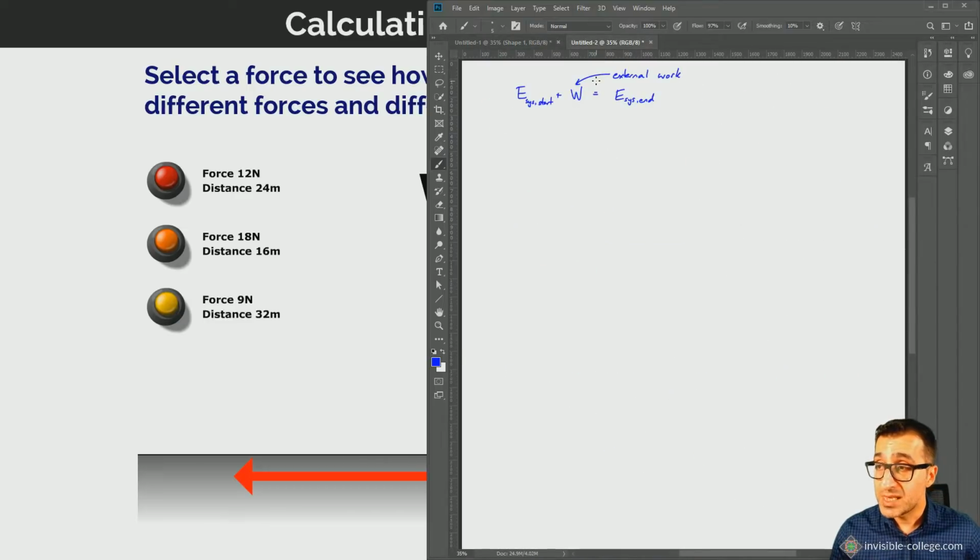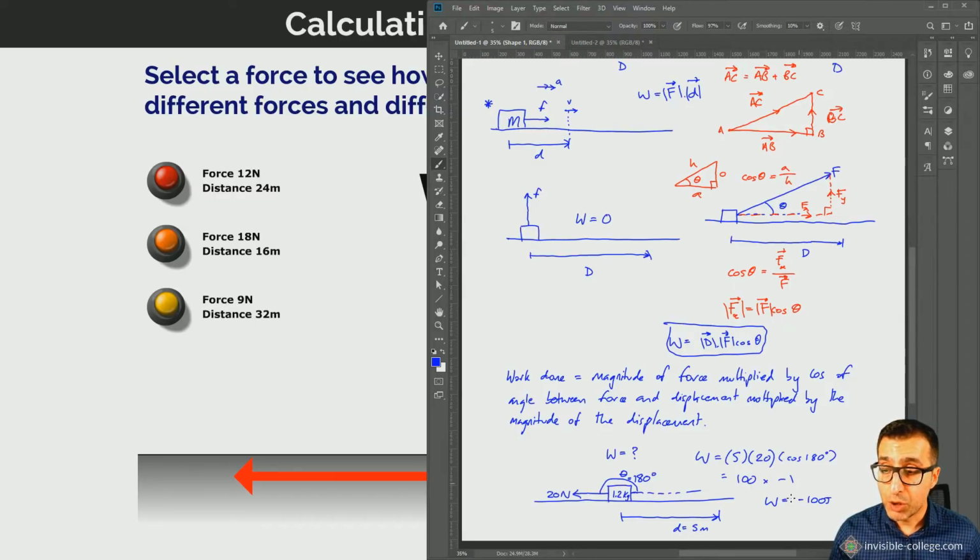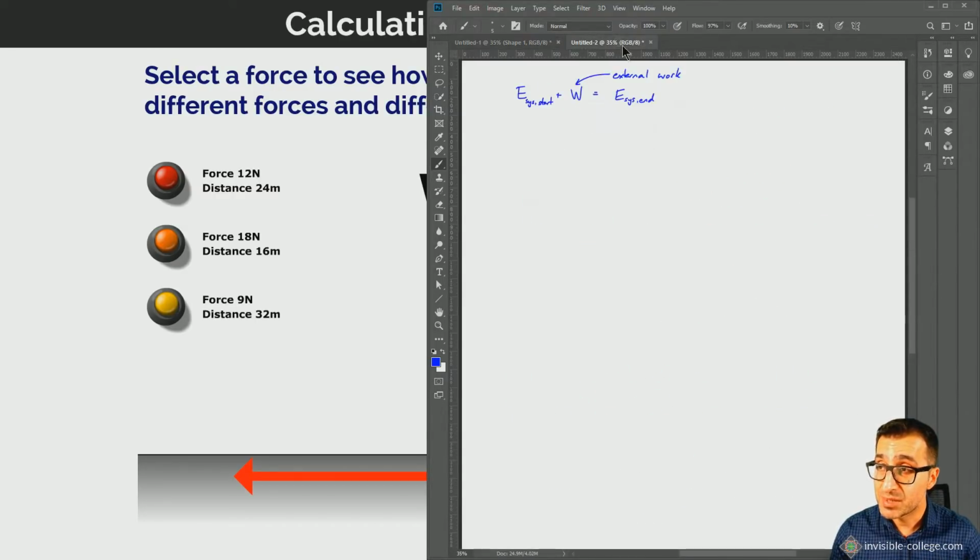Well, this means that energy has been taken out of the system because the force, that force acting to the left, is slowing the object down, and so external work is being done. However, the external work in that example is minus 100 joules. Energy has left the system, and so the energy of the system at the end is less than the energy of the system at the start. So in that case, the external work is negative. So external work can be defined in two ways.